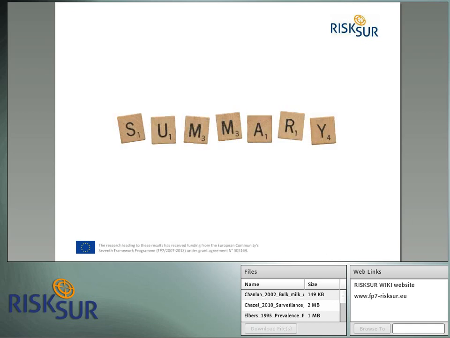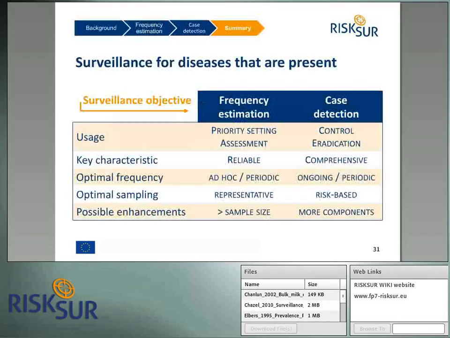We are now towards the end of this lecture, and here is a recap of the main concepts that we approached. When disease is present in a given area, surveillance can be put in place with the primary objective of estimating disease frequency or detecting cases. Frequency estimation is required for priority setting and to assess the effectiveness of control, while case detection is required as a support for control or eradication activities.